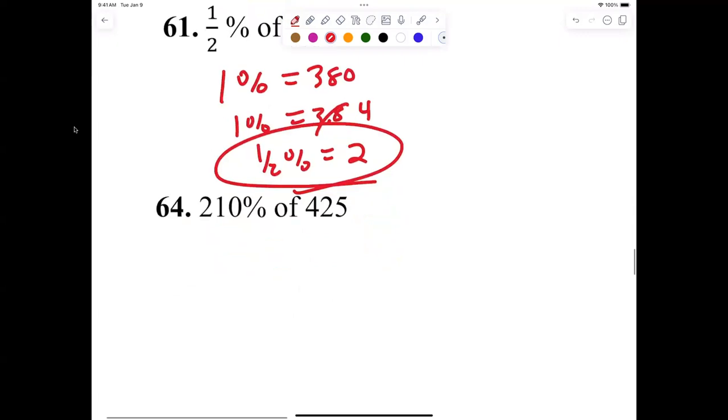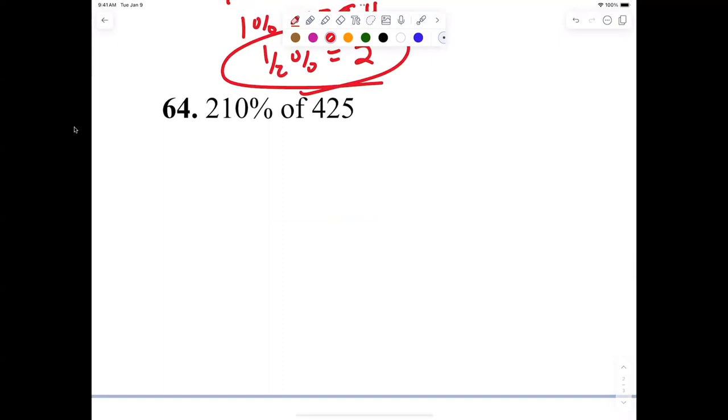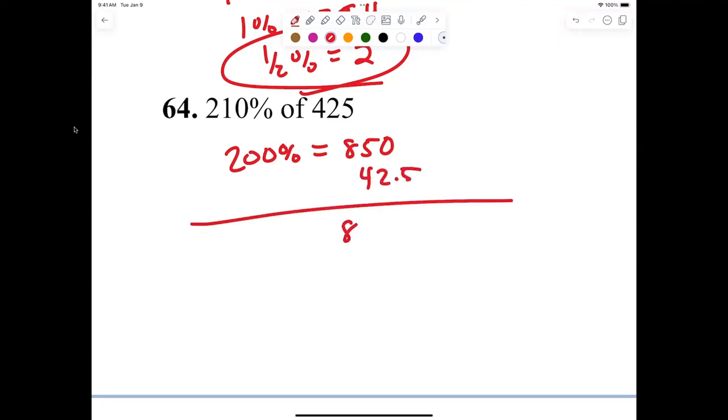Go, Sawyer. I was going to do this one too. Go. 210%. 200% is 850. Listen to what he said. 200% is 850. Is everybody okay with that? Plus 42.5. 850 plus 42.5. 5 plus 4 is 9. 0 plus 2, is that throwing you off? No, it's 2. You got it from there. 892. Wow, that was quick. So 210% is 892.5.